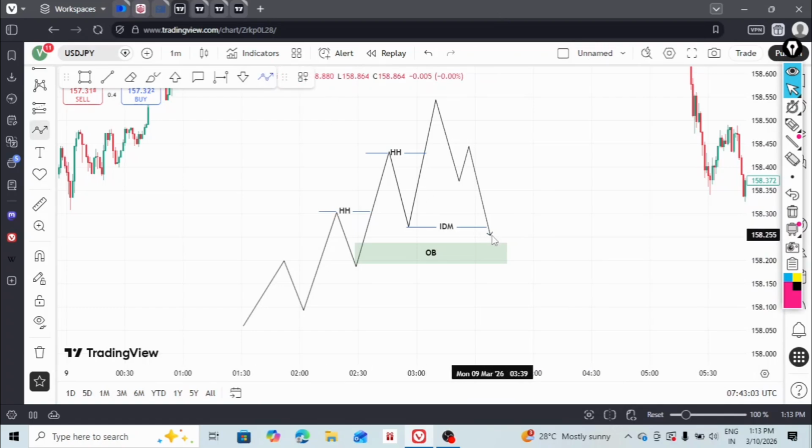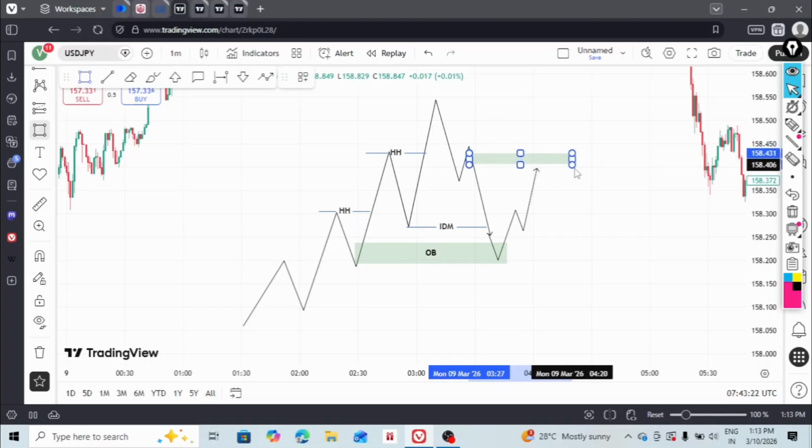The market came down to this order block, it mitigated, and then it went up. Suppose the market mitigated this order block and then went up here. We have discussed this: the extreme fair value gap will be our target, or this swing will be our target. So this one will be our target.